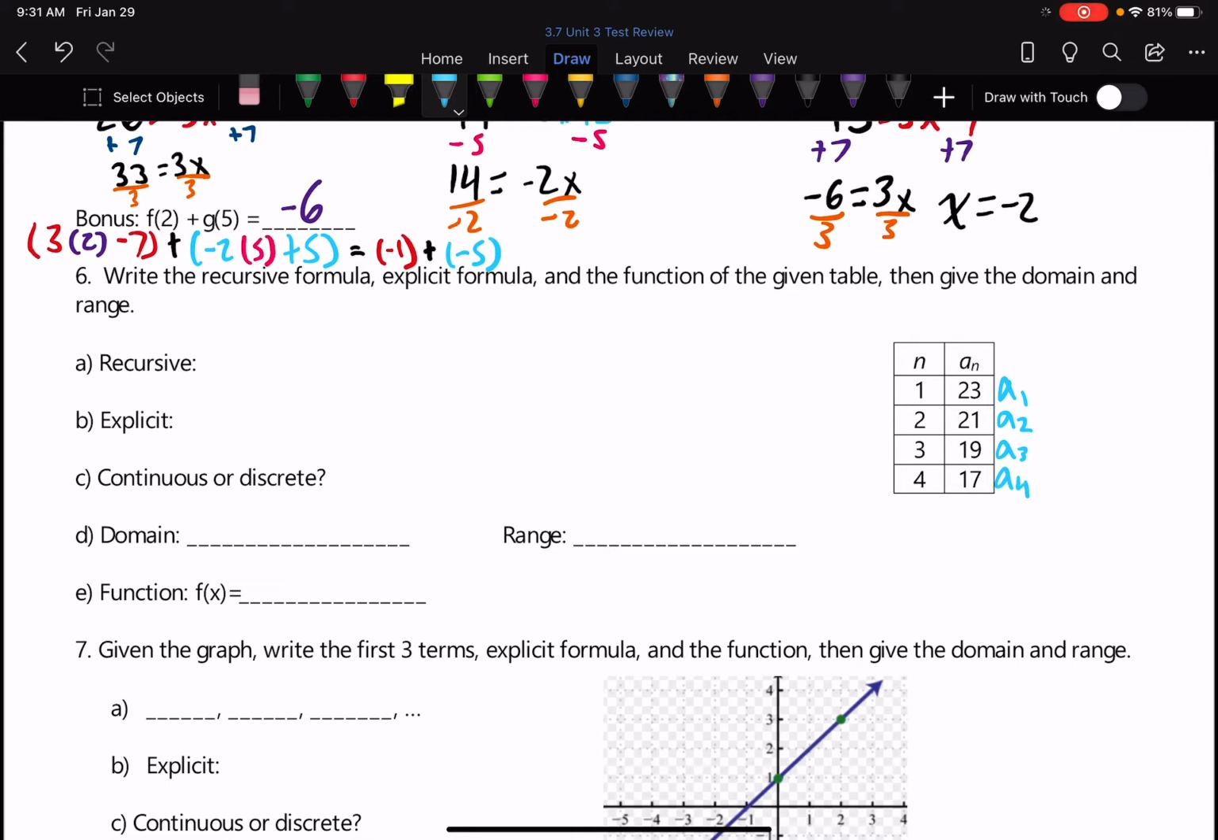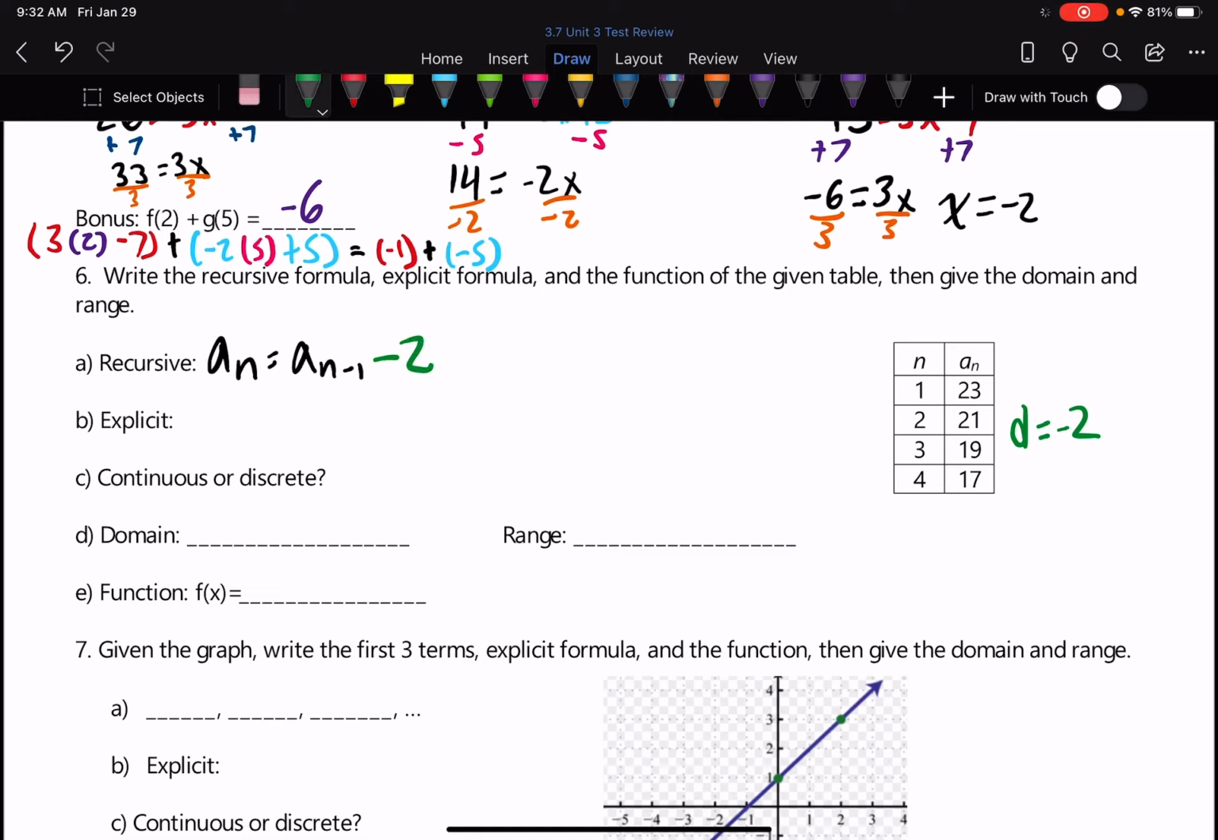If we write the recursive form, we've got to figure out what's the difference each time. So I'm going to erase these so that we can actually look at the difference here. If I go from 23 to 21, I'm subtracting 2. 21 to 19 is also subtracting 2. 19 to 17, I'm subtracting 2. So my overall difference is negative 2. So my recursive form is going to be a sub n equals a sub n minus 1 minus 2.